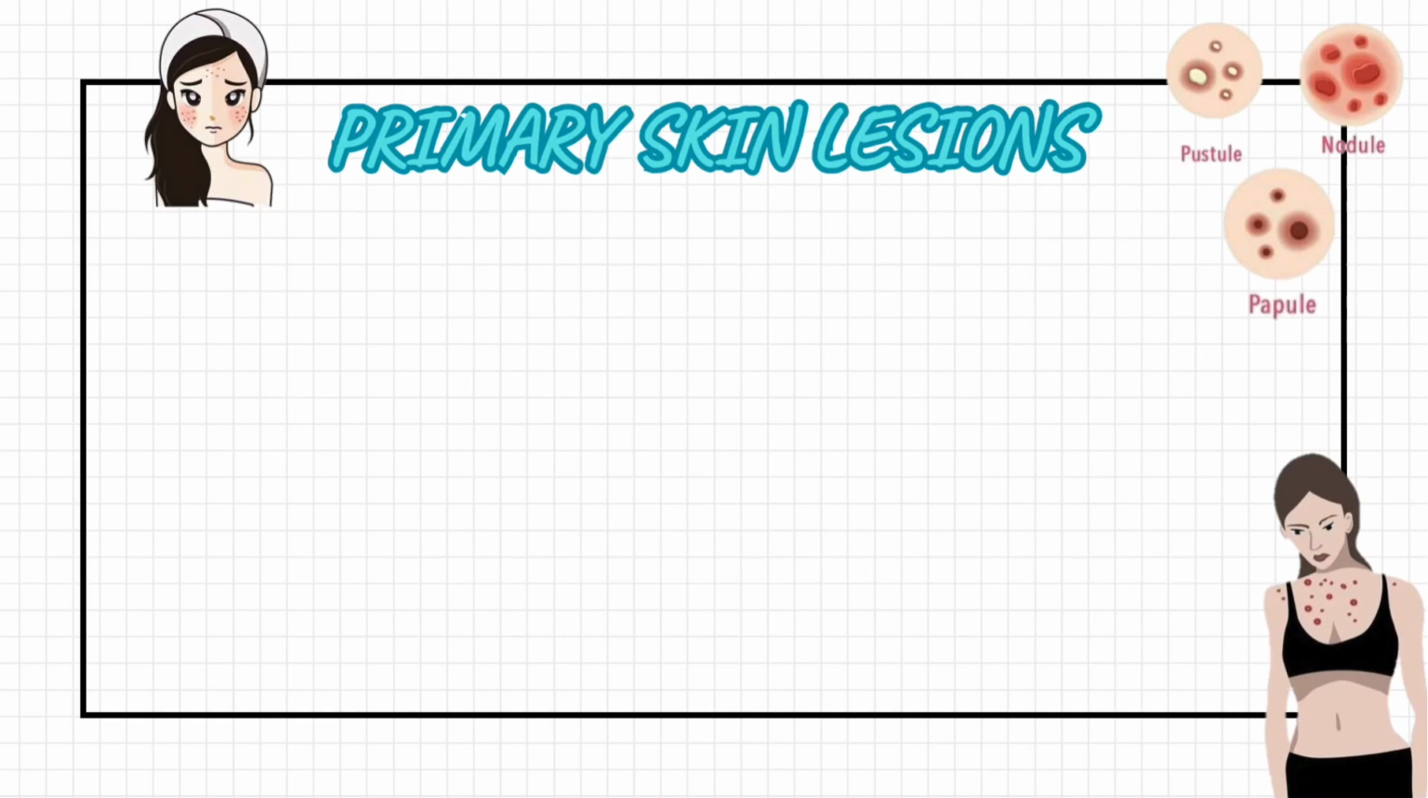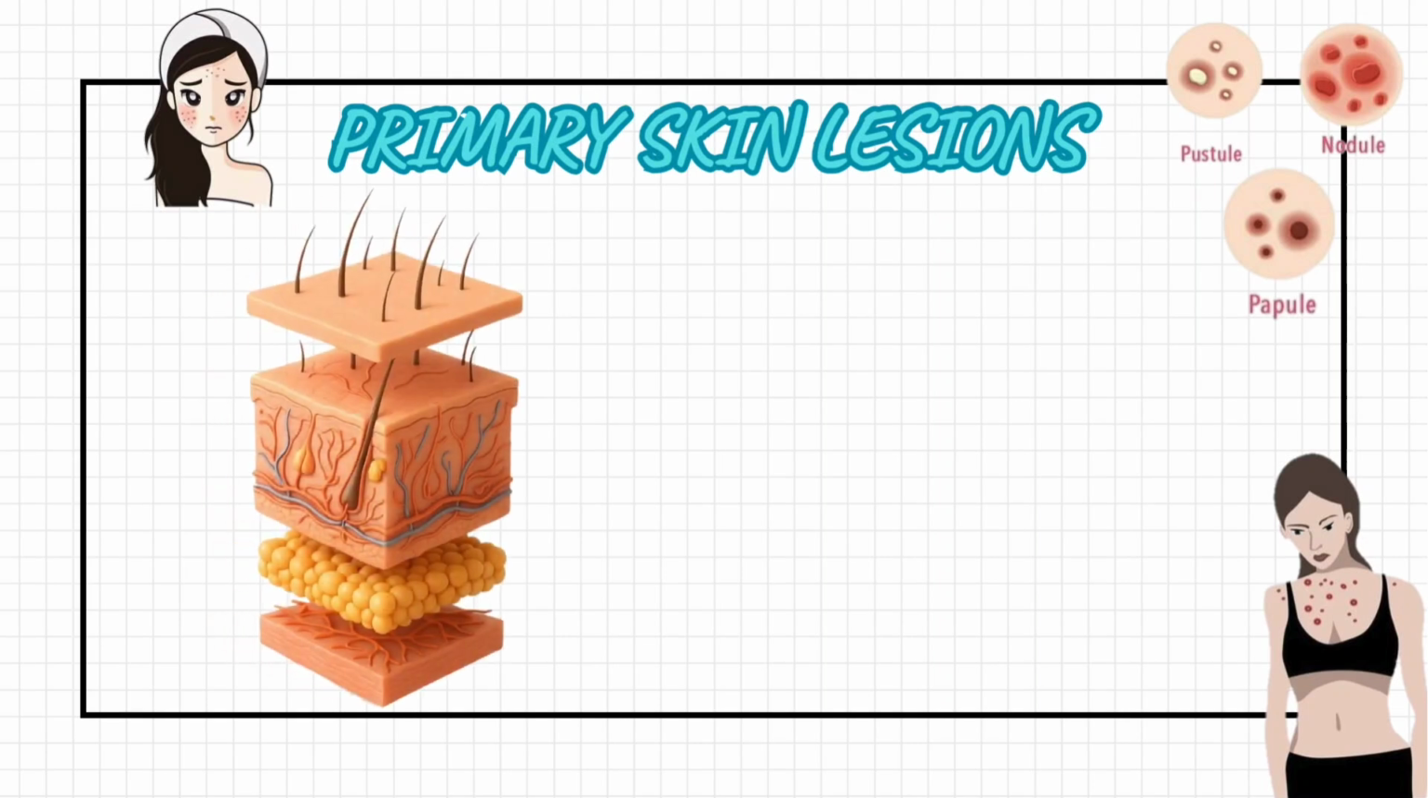First, let's remind ourselves of the layers of the skin. We have the epidermis, which is the outer layer. We have the dermis, which lies just beneath the epidermis. And finally, the hypodermis, which is the subcutaneous tissue layer. Primary skin lesions mostly appear on the epidermis, but some extend into the dermis or even into the hypodermis.